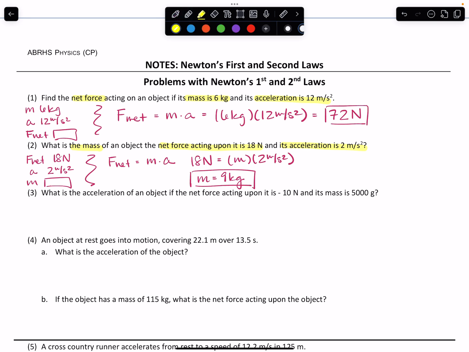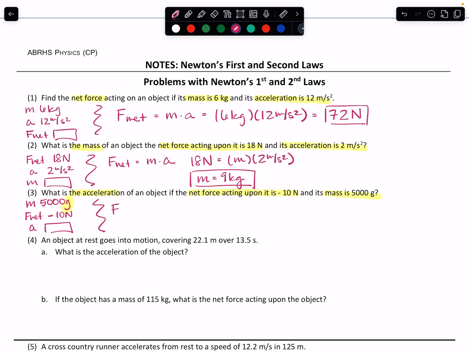Okay, one more. This one, of course, is going to look for that third variable. What is the acceleration of an object if the net force is negative 10 newtons and the mass is 5,000 grams? So we have a mass of 5,000 grams, a net force of negative 10 newtons, and we're asked to find the acceleration. All right, so the first thing we have to do before we solve the problem is fix our unit issue. Net force is in the unit of newtons, and newtons is kilograms times meters per second squared. So we have to have our mass in kilograms.